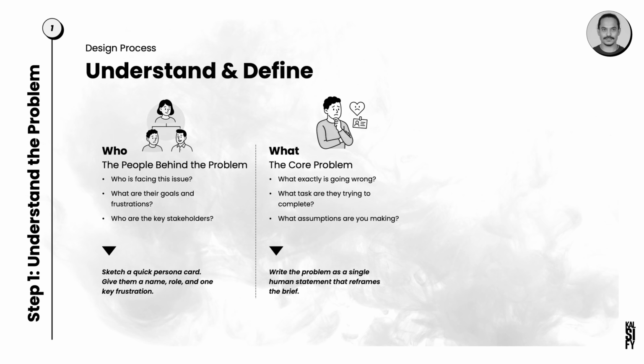Write your what as a single, crisp statement. Something like, parents need a unified way to manage school updates without switching between platforms. That's your anchor for everything you'll design next.